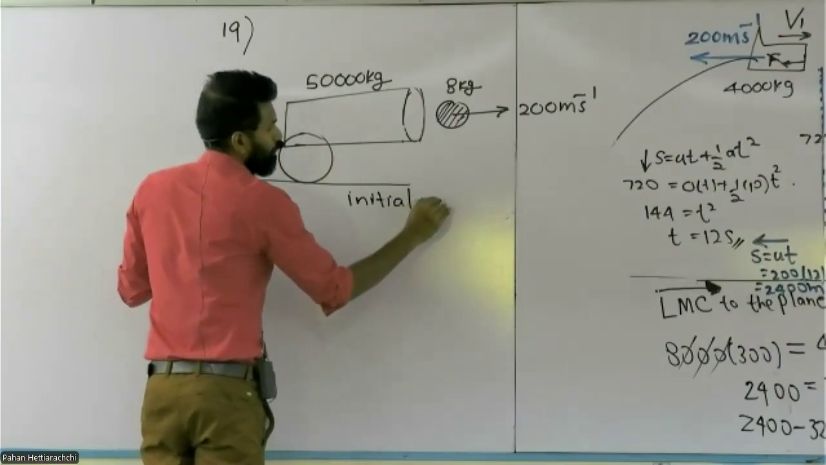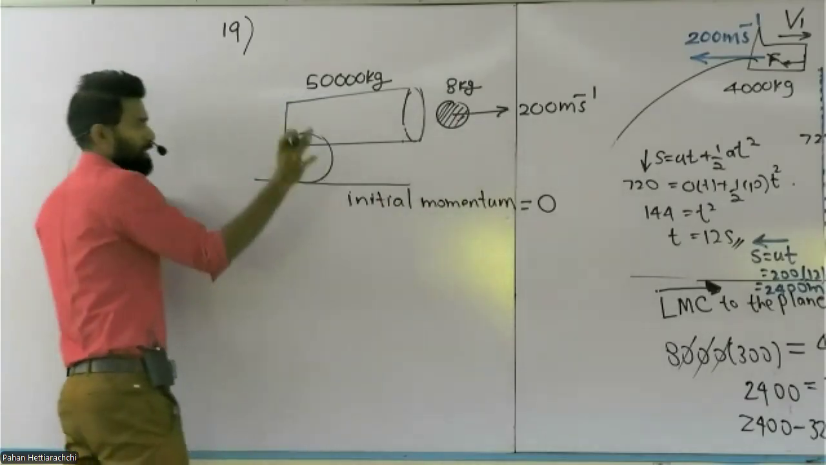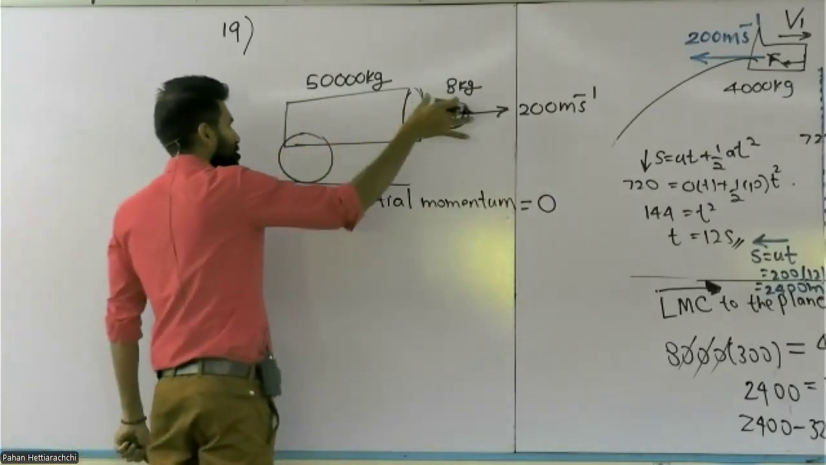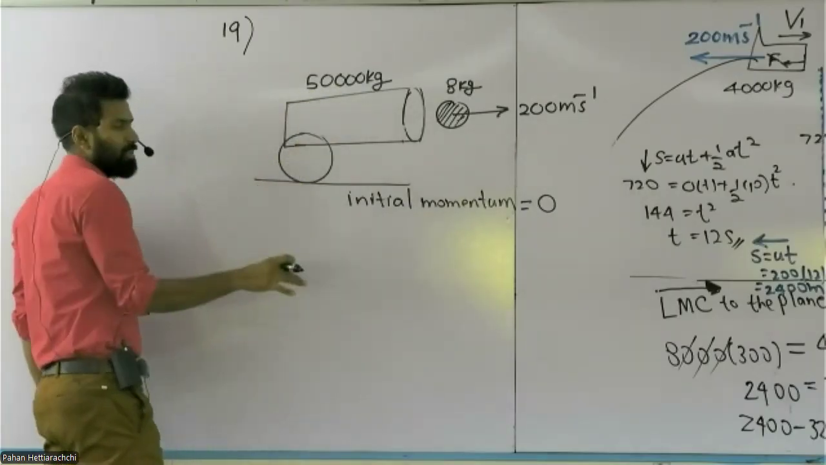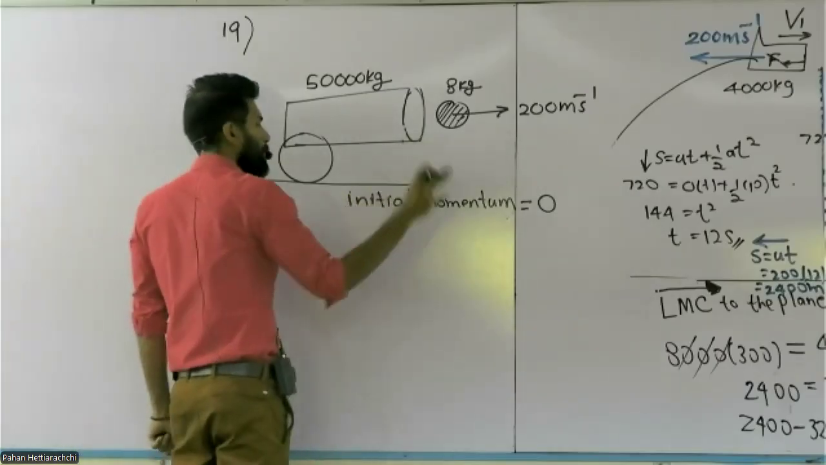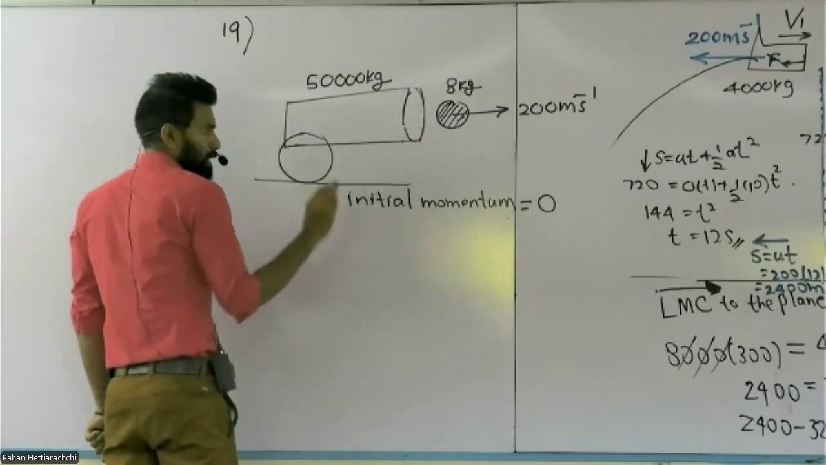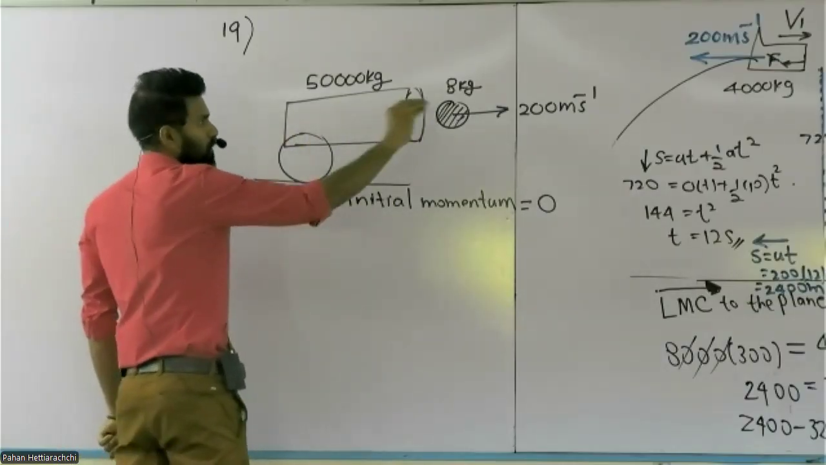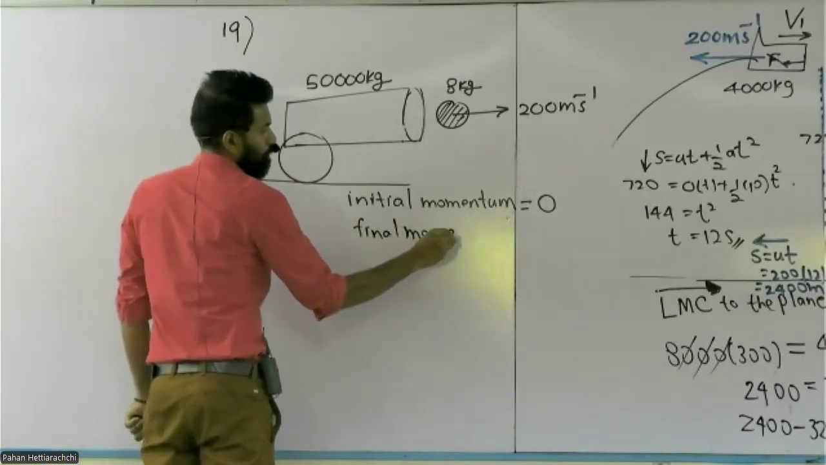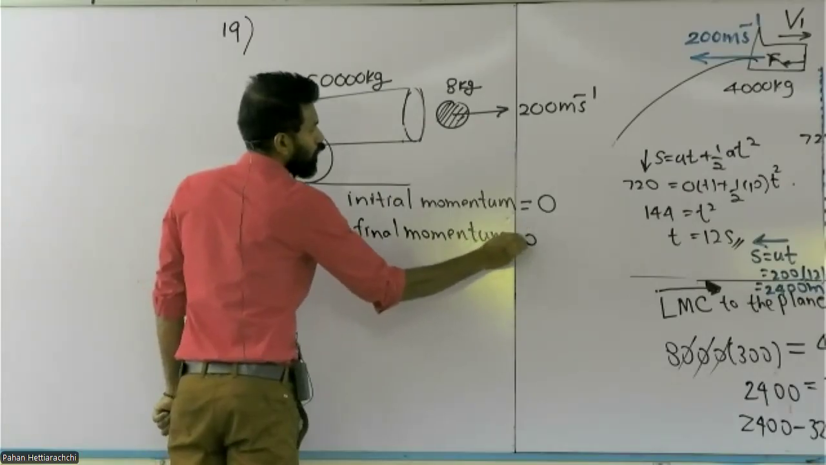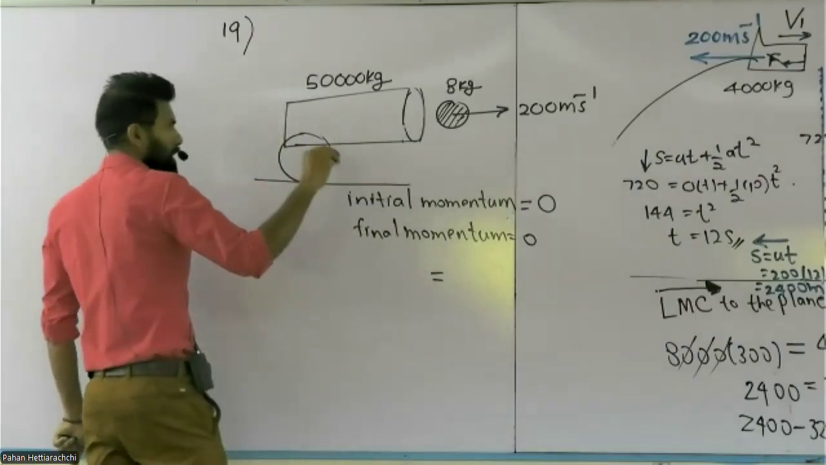Before firing, the initial momentum is 0. So the gun and the shell both of them are at rest. The complete system is at rest in the beginning. So the initial momentum is 0. If the initial momentum is 0, what should happen? As there are no external forces in the horizontal direction, the final momentum should also become 0.